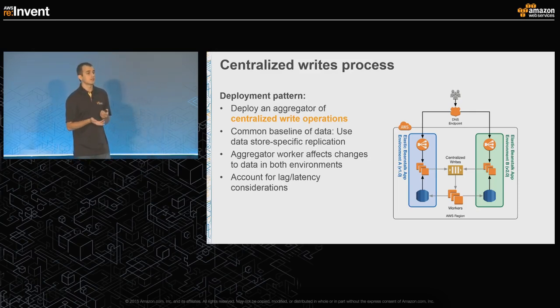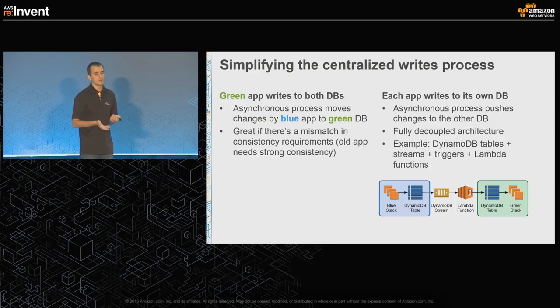Now, the good news is that you can simplify this some in certain situations. So you can have your green application, for example, write to both databases during the deployment process. And then you'll have an asynchronous process that moves your data changes from the blue database that the blue application made to your green database as well. Now, this is great if there's a mismatch in consistency requirement. For example, your old application version has needs for strong consistency, but your new application doesn't. It's tolerant for eventual consistency.